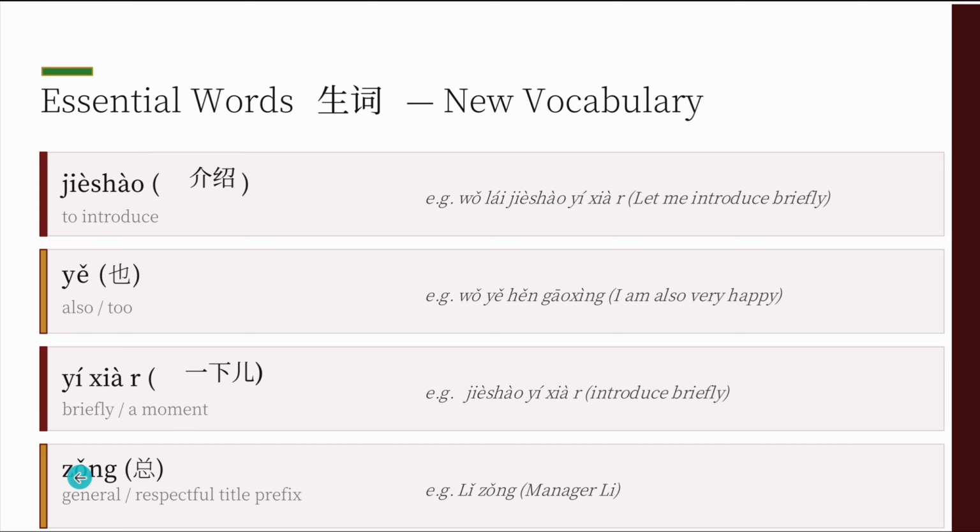And this one, 总. To find out how to pronounce this Z sound, please check out our pinyin and initials video. You can check it out on the channel. 李总 is a respectful prefix for anyone from manager level and above. For a CEO, for a director, for a manager, you say their surname and then you add this Zong, Li Zong. Chinese people like this so much.